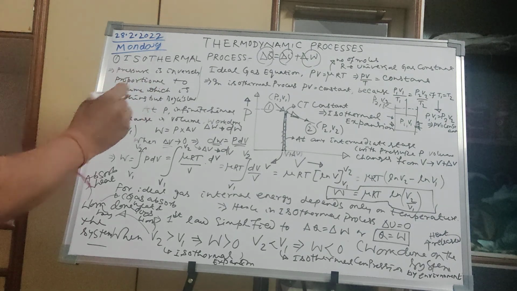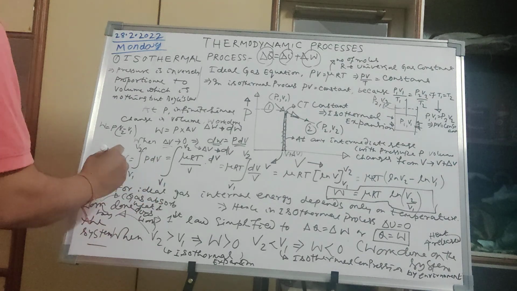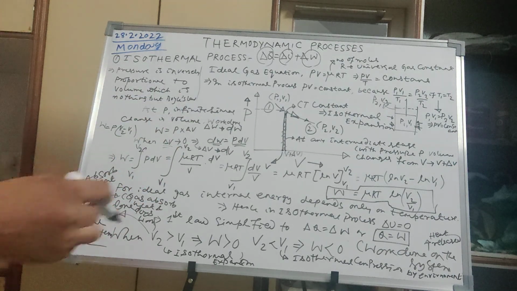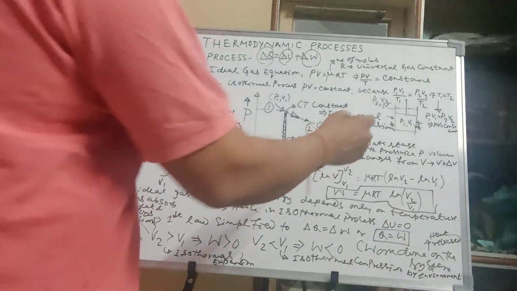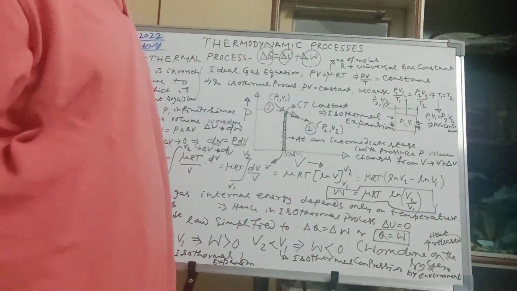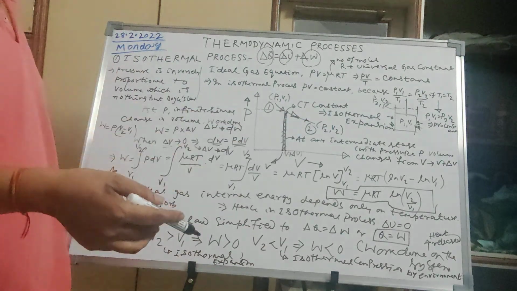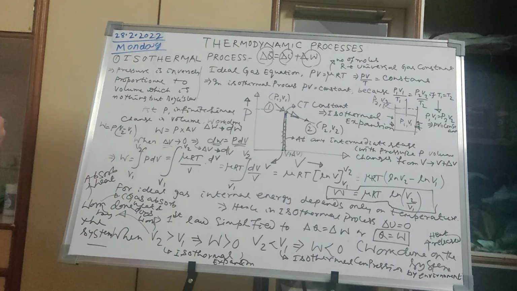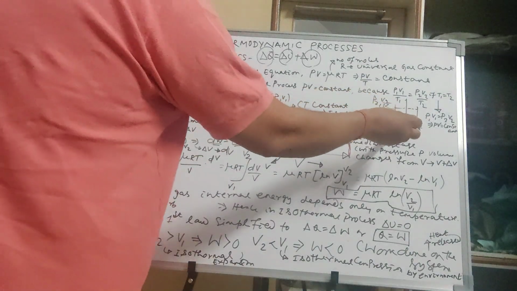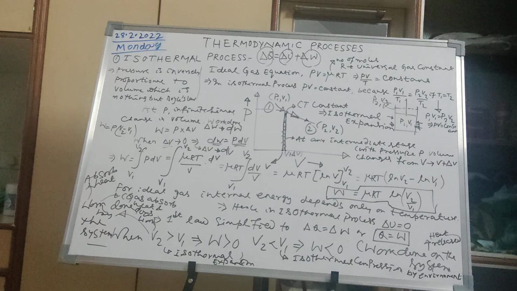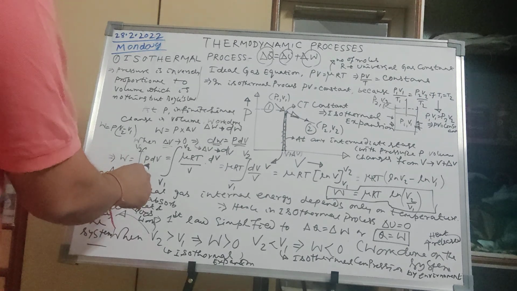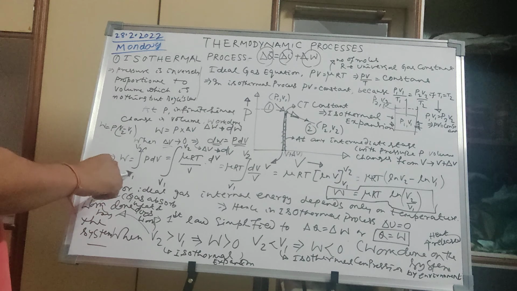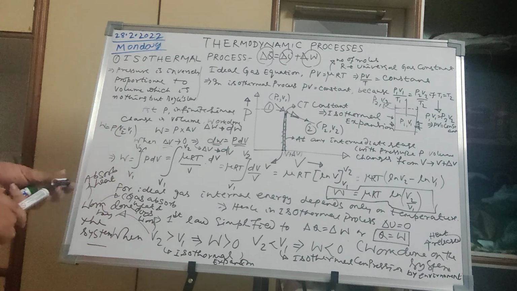The total work done, when my piston expands from this position to this position, I am supplying some heat from outside. It is not an adiabatic wall, it is an isothermal wall. An adiabatic wall is completely insulated. No heat can come inside, no heat can go outside. But in isothermal, there will be heat exchange. So your work done is equal to the integral of PdV from lower limit V1 to upper limit V2.